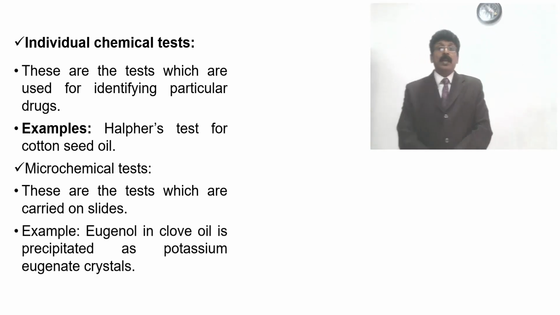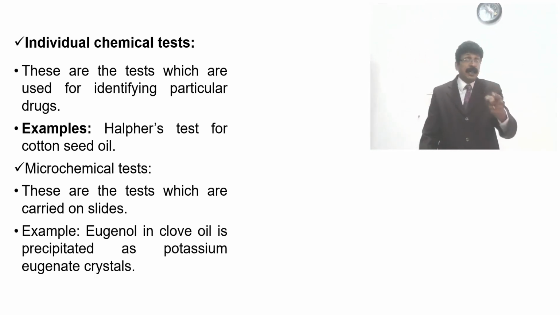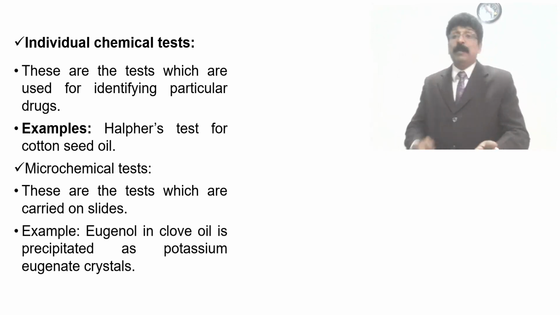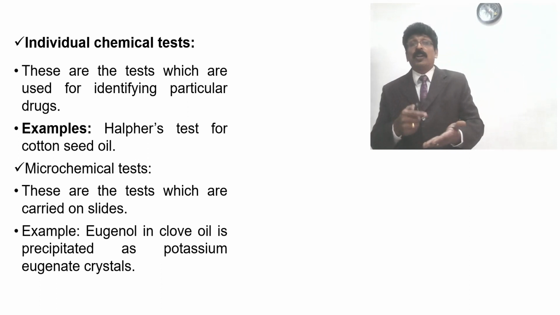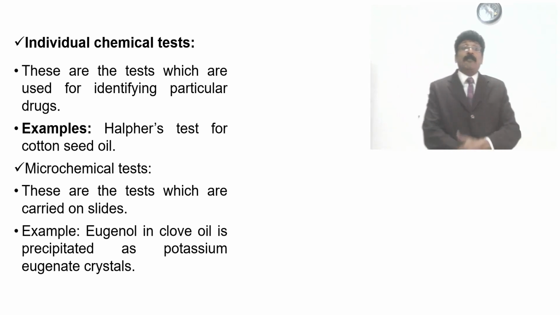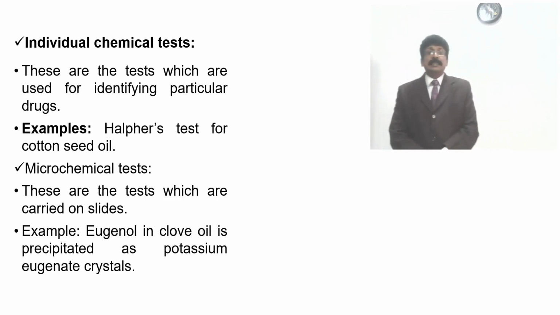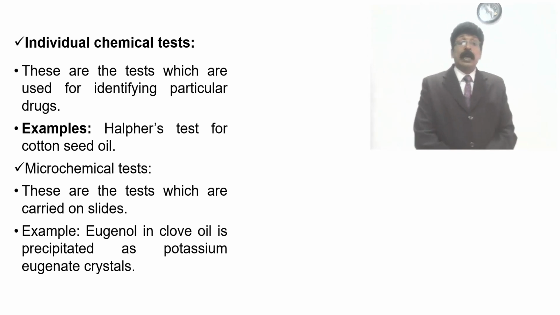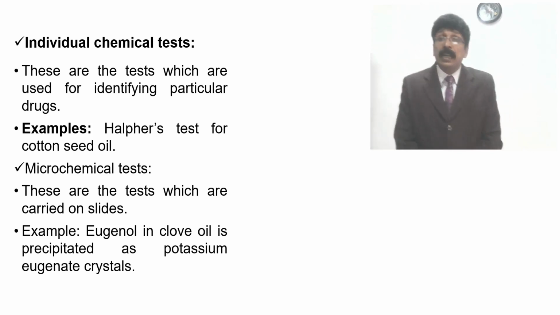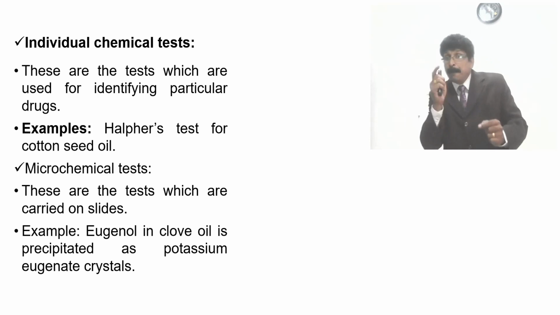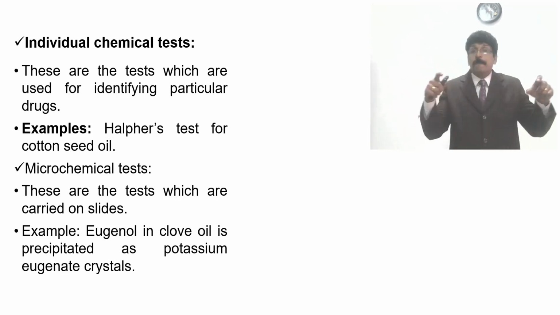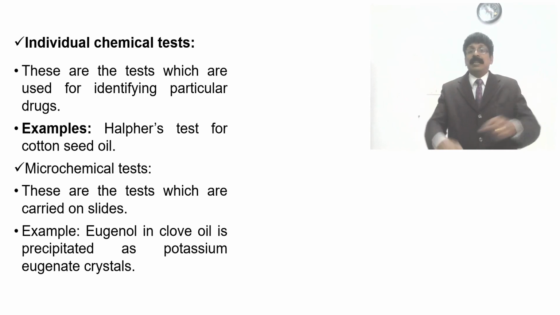And you can see the microchemical test. Microchemical test means slides. In the microchemical test, they observe by microscope, with small drops kept on the slide, and a crystalline formation test is also there. For example, eugenol in clove is precipitated as eugenate crystals, which can be identified by a microchemical test, keeping a drop on the normal slide. In that also it can be identified.